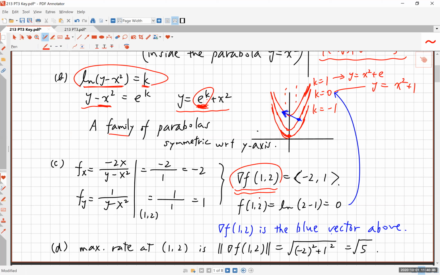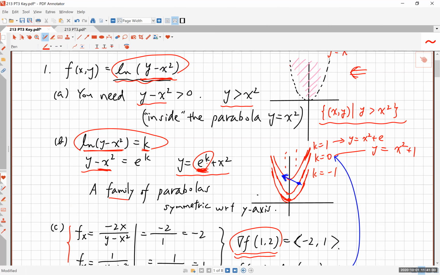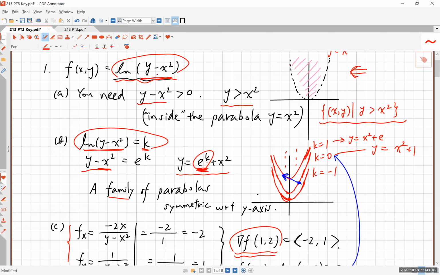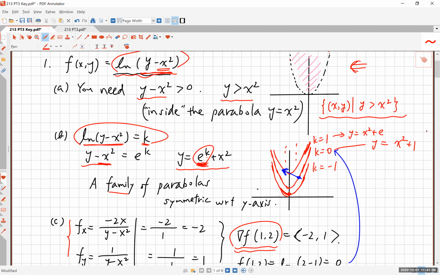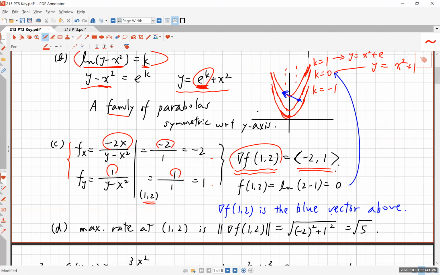All right, so what do you mean by gradient? Of course, you know the gradient is this two-dimensional vector consisting of fx and fy. So you evaluate fx, and here's the equation. Using the chain rule, y minus x squared becomes the denominator. And then the numerator, with respect to x, you get -2x, and with respect to y, you just get 1. And then you evaluate them at (1, 2), and you get the gradient to be (-2, 1). And so that is your gradient.